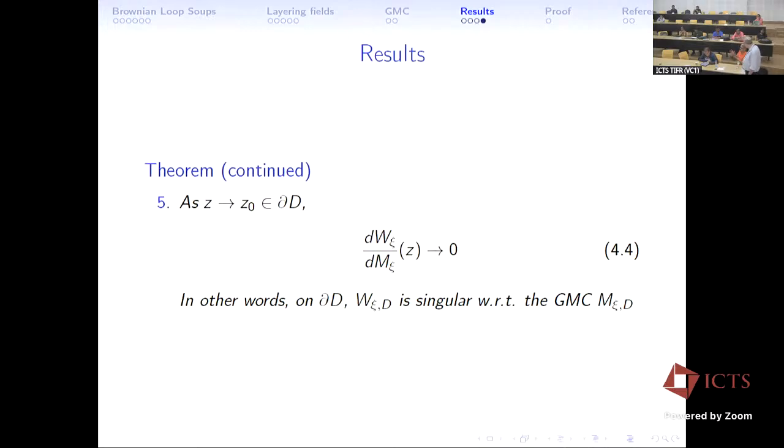Initially, I thought it was a Martin boundary type of thing. One thing I can say is that, as far as I know, the behavior of the GMC itself near the boundary has not been studied. I didn't really find anything in the literature. Although it does say that the behavior of the Gaussian layering field with respect to the GMC is going to 0, how the GMC itself behaves, I don't know.